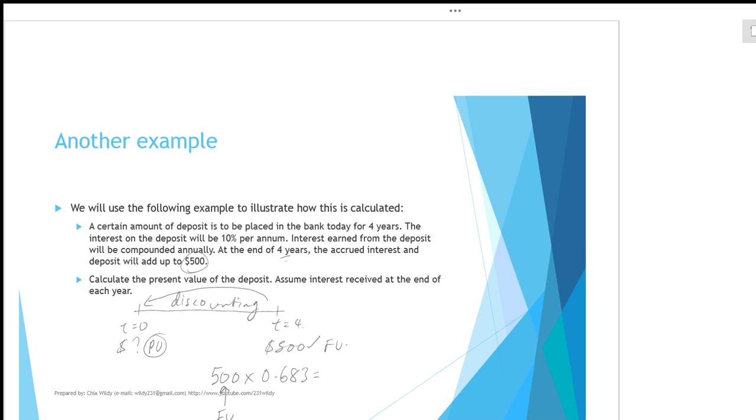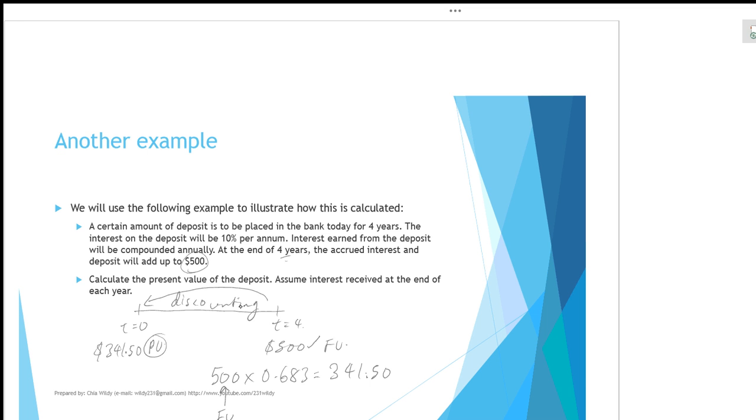Now notice how I'm getting my present value. It takes a lot less effort than earlier on, but this gets the job done and faster. Right, so we find that the present value of this 500 is just 341.50.